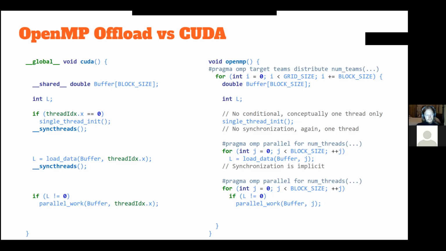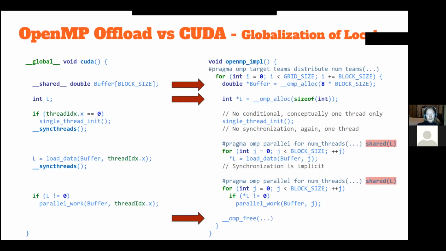Then to do our parallel work, we use a standard pragma omp parallel for region to distribute all the work between the threads. And then we load the data as before, and then do another parallel work loop to then do the actual parallel work. Now, this has a few problems with standard OpenMP semantics when compared to what we would expect to work efficiently on CUDA.